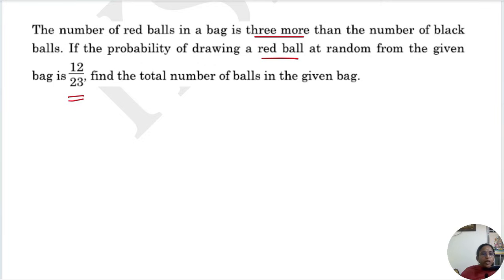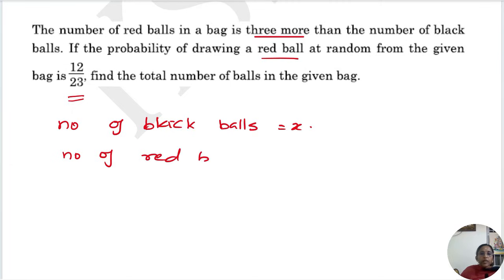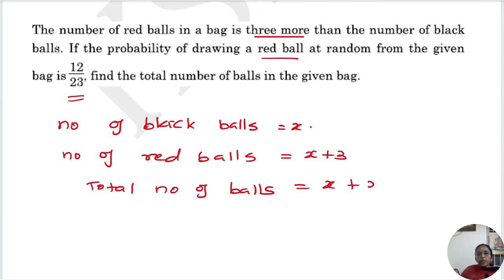So let us assume the number of black balls will be equal to x. And then number of red balls, according to the condition, is 3 more than that. So x plus 3. Now the total number of balls: number of black balls plus number of red balls. So 2x plus 3. This is our total.